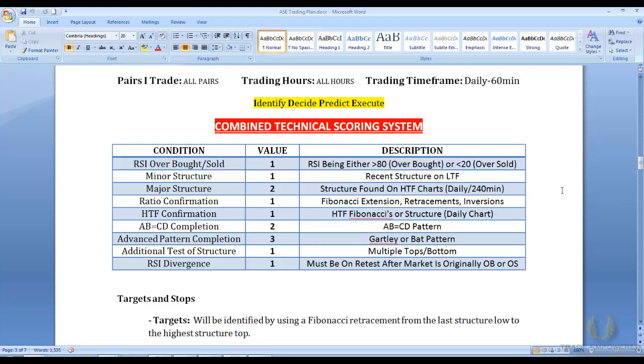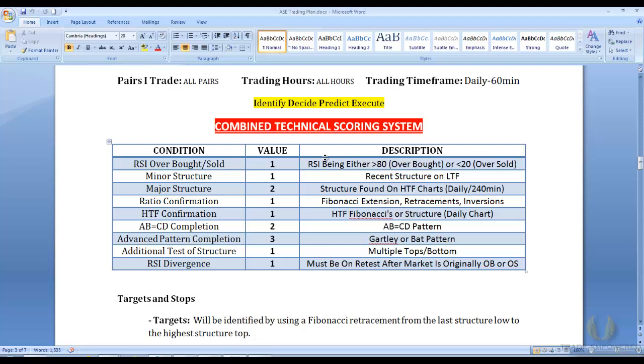Next is an additional test of structure, which is basically, do we have a double top or a double bottom? Does the market test this structure level more than once? And lastly is RSI divergence. You guys learned about that during our section about double tops and double bottoms. Does the market put in bullish or bearish divergence on that retest?